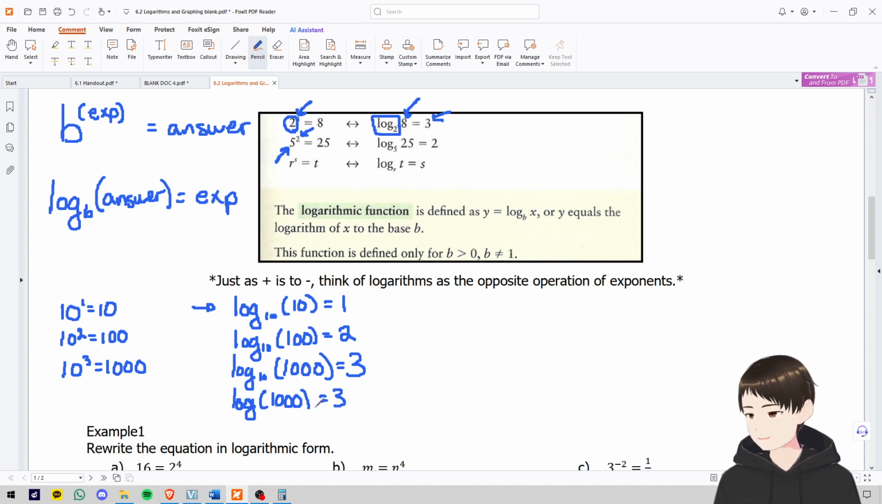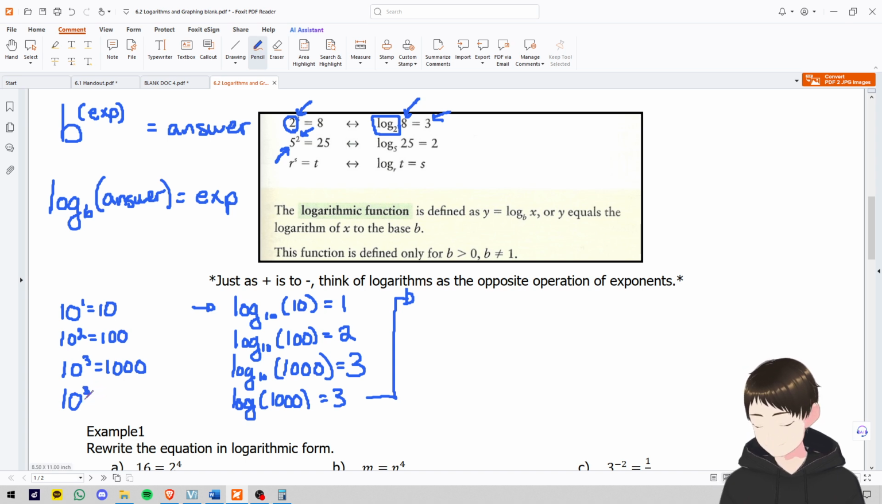But why is this useful? It's useful because you can find answers that are in between. Like if I did 10 to the power of 2.5, that's a number between 100 and 1000, right? If you did 10 to the power of 2.5, you can figure that out.